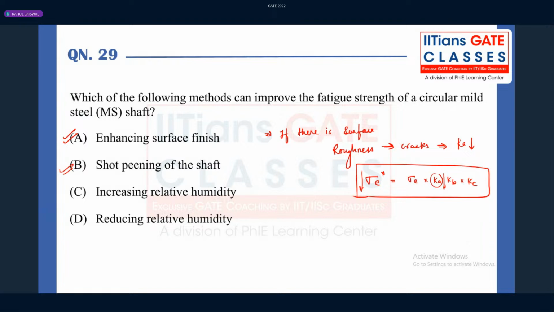Because of corrosion, crack formation will be there. Again, cracks will try to reduce the surface finish factor, or we can say this particular factor K, and it will lead to a decrease in the endurance strength sigma E star. So what is the best thing? We need to decrease the relative humidity.